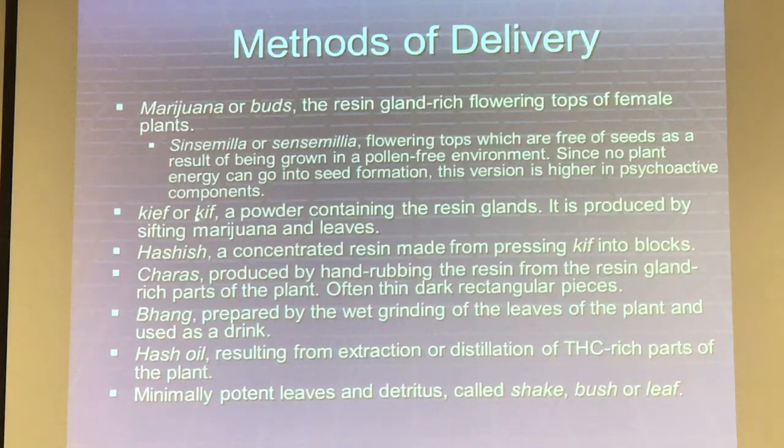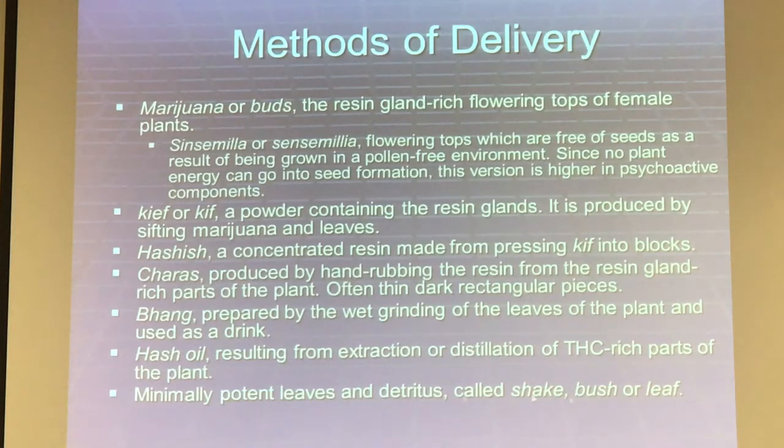Now there's a thing called kif, which is a powder containing the resin glands. They take them, dry out the resin glands, and then powder them up, and that's called kif. Hashish is a resin made from the kif itself, and there's all sorts of other stuff. It's like a drink that's made from wet grinding the leaves, and then you can make oil by extracting the stuff into oil, by taking the marijuana plants and putting them into ethanol or rubbing alcohol, and then extracting it into some kind of oil that you can either rub on your body as a medicinal thing or that you can eat.